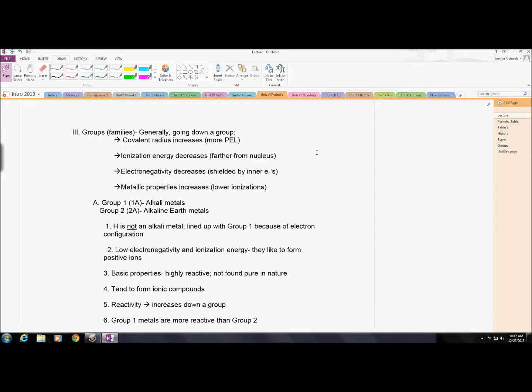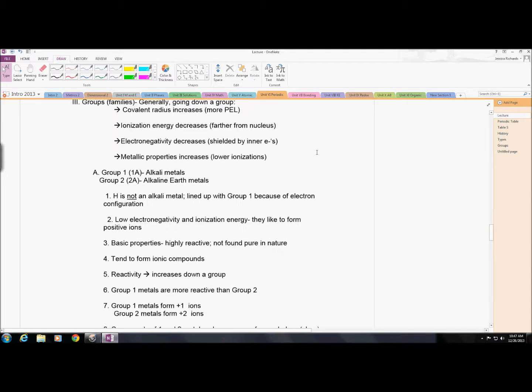So electronegativity is how well they attract electrons. The more electrons between the nucleus and the outside, the harder it is for it to attract electrons. And metallic properties increase as you go down a group. That one you have to memorize. Basically, to be very metallic, you lose electrons easily. The farther down the group you go, the lower the ionization energy is, the easier it is to lose your electron, and therefore the more metallic you become.